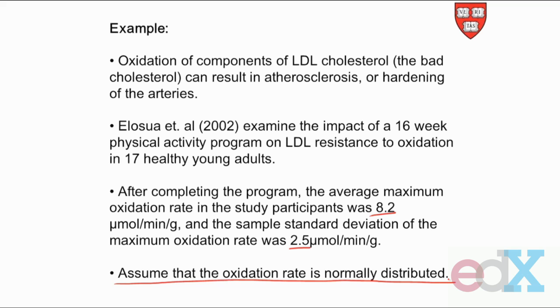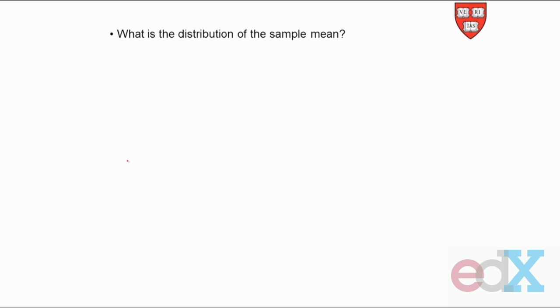And we're going to try to make inference about the efficacy of this 16-week physical activity program using data from our sample of 17 healthy young adults. First thing we want to ask is, what's the distribution of the sample mean for these healthy young adults? Let's denote our sample mean x bar. And we saw before that x bar is equal to 8.2, with sample standard deviation equal to 2.5.